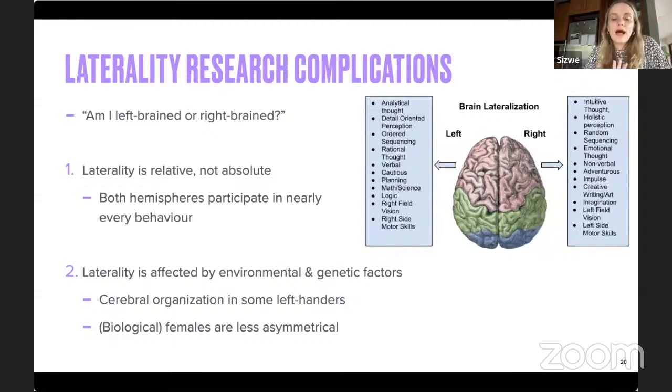Please correct me if I'm using incorrect language or anything like this, but I'm talking about people that are assigned female at birth. They tend to be less asymmetrical, which means that we see both sides kind of lighting up for everything. Whereas men, I think, tend to see that laterality a lot more. So men are more likely to be able, I mean, biological males are more likely to be able to say that they are left-brained or right-brained. But again, can't really tell. Okay, it's quite an arbitrary thing.